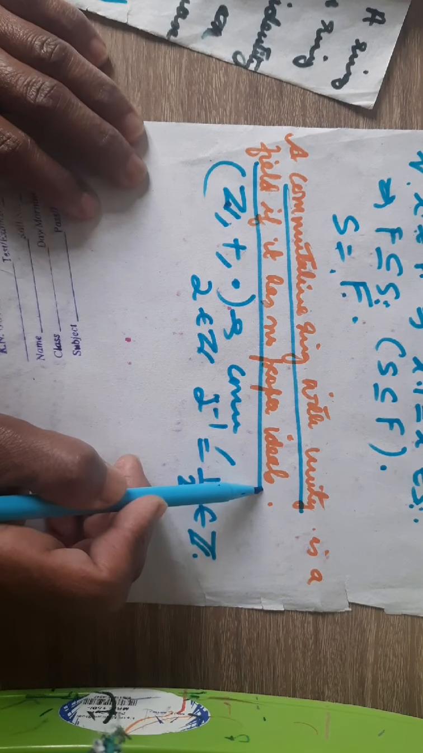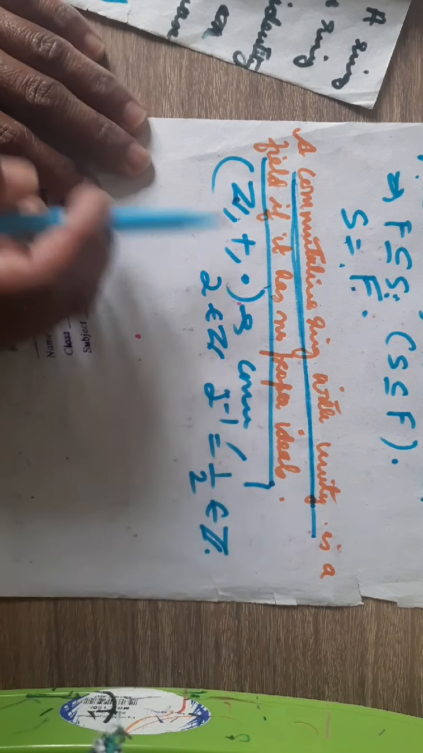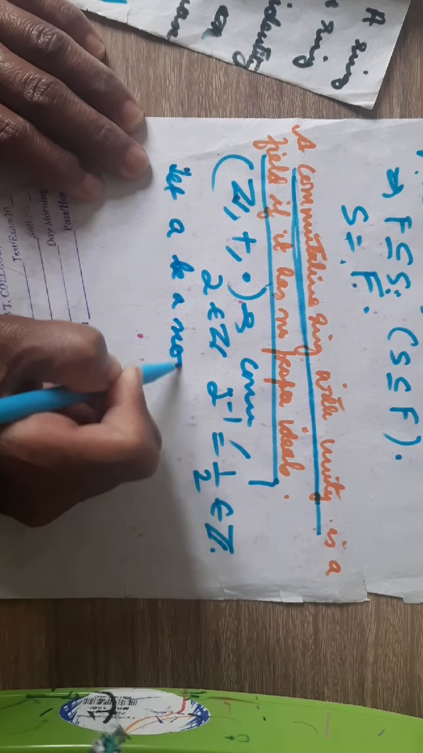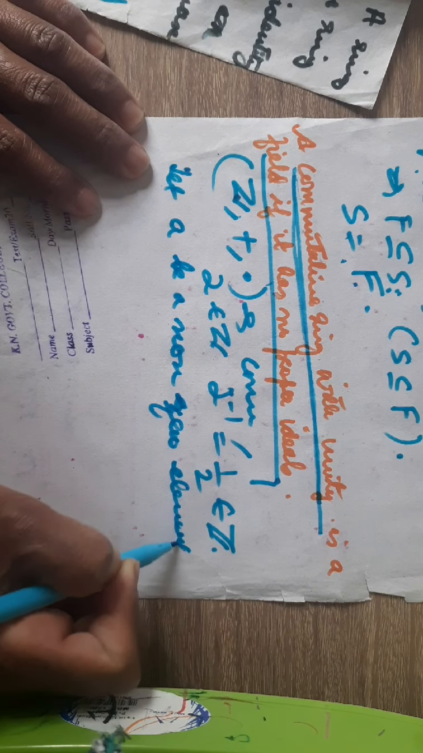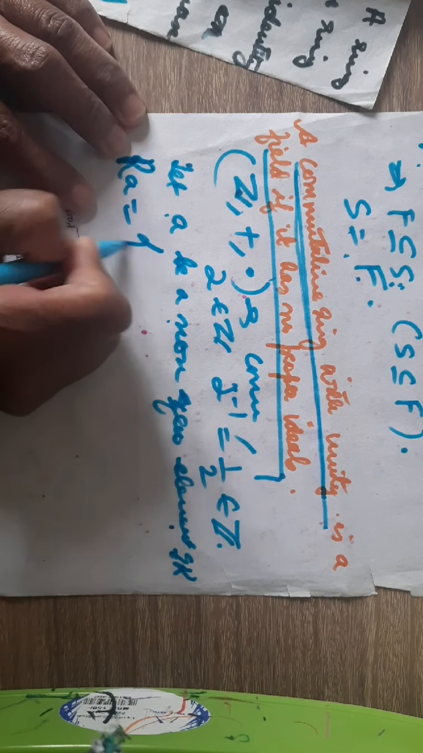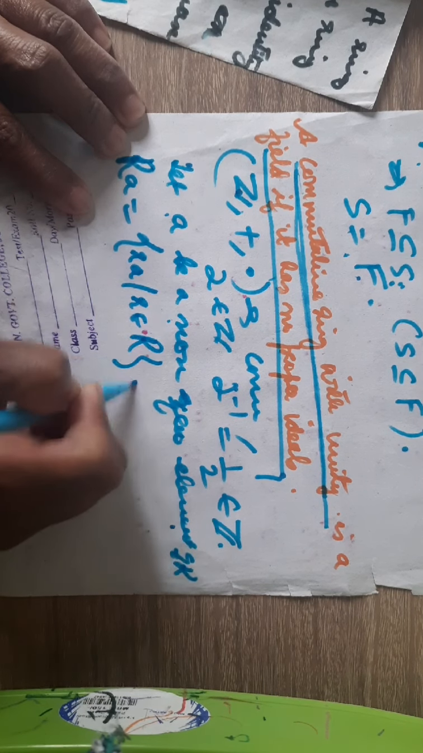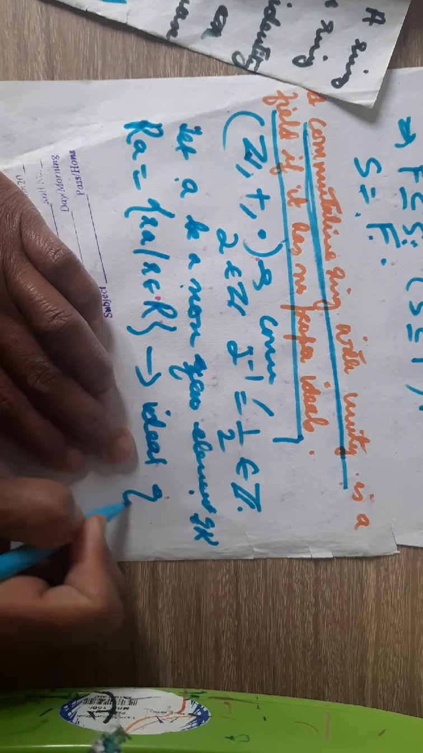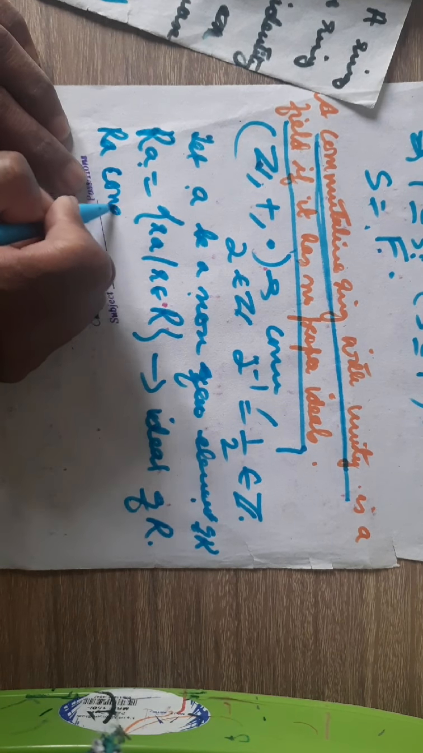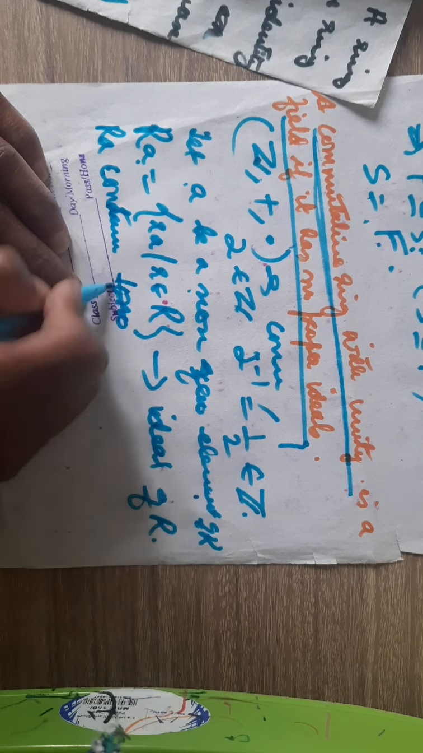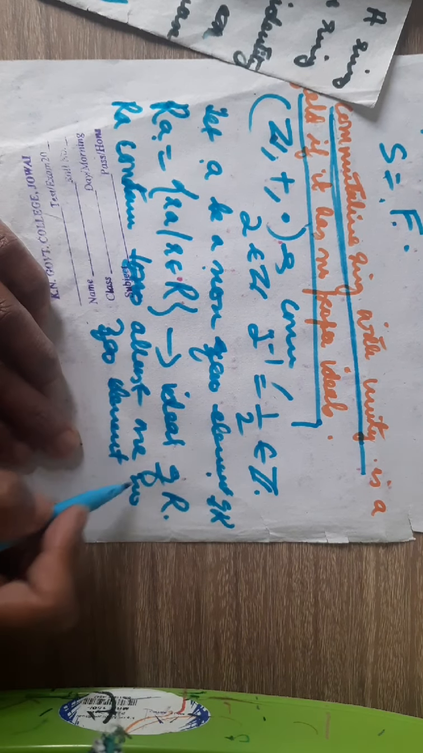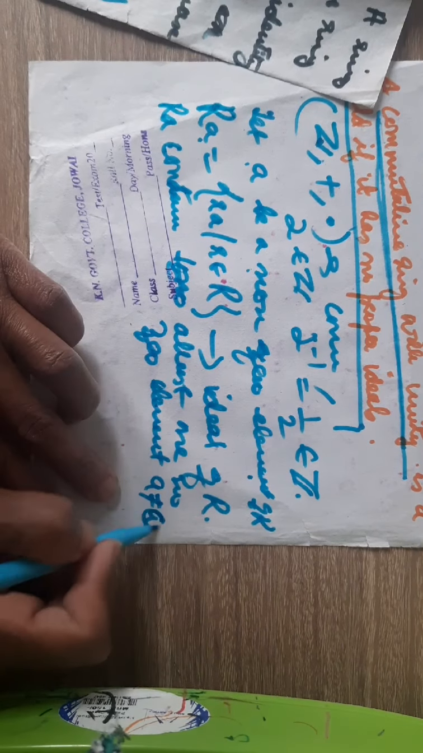But now if it has no proper ideals, then in that case, a commutative ring with unity is a field. So let us take A to be a non-zero element of R. Then we know that RA, which contains the elements r into a such that r belongs to R, is an ideal of R. And this ideal RA contains at least one non-zero element, and that is A itself, because we assume that A is a non-zero element.